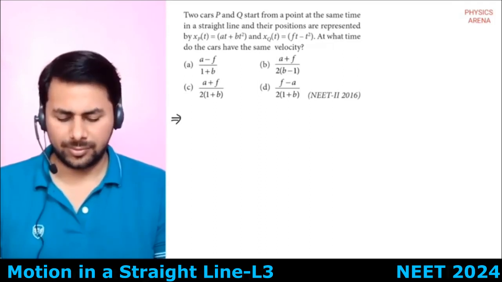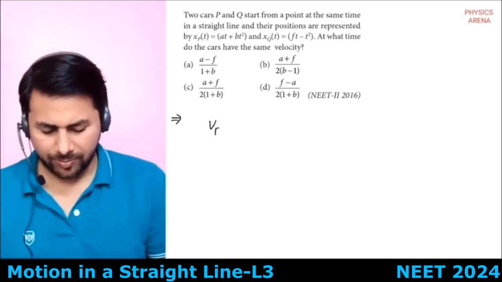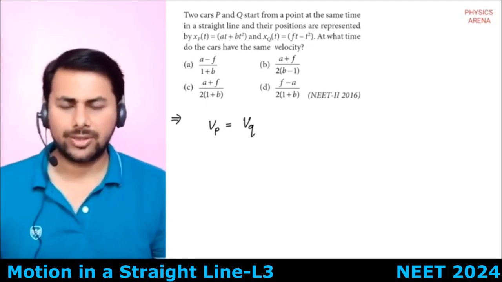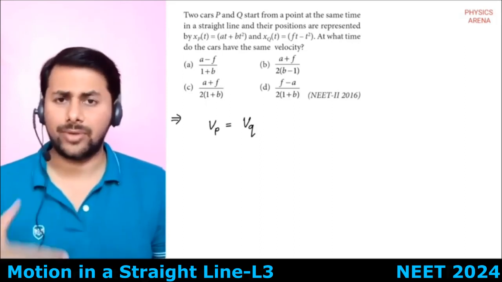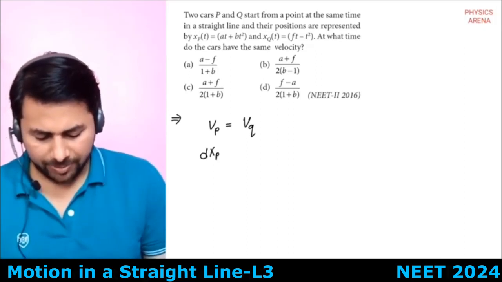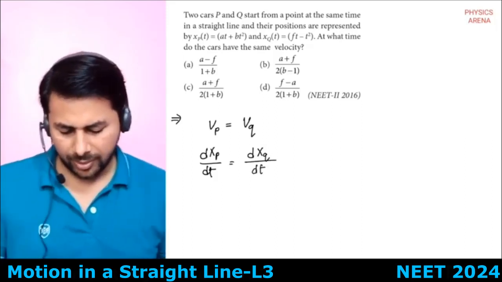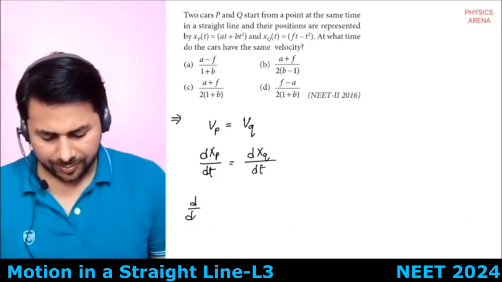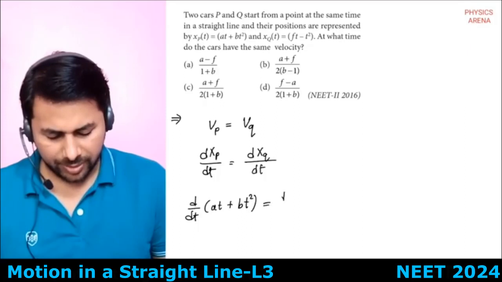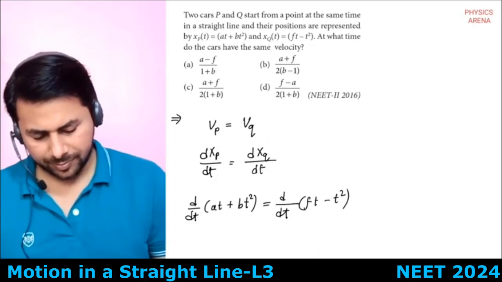We should differentiate and equate, because we want to find out velocity of P when it is equal to velocity of Q. So this is given, velocity of P is going to be equal to velocity of Q at some time. We want that time. So this is derivative of xP with respect to t, this is derivative of xQ with respect to t. So that is d/dt of (at + bt²), and this is equal to d/dt of (ft − t²).